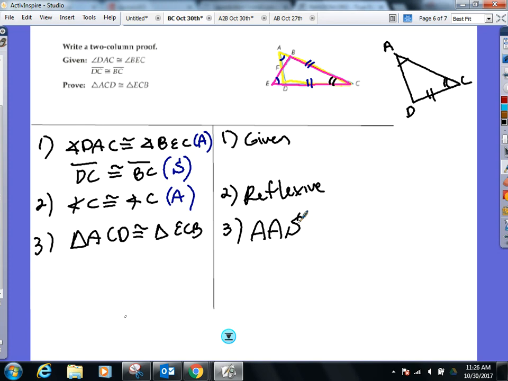My what? Oh, this one, ADC? That was my triangle in yellow, was ADC. Okay.